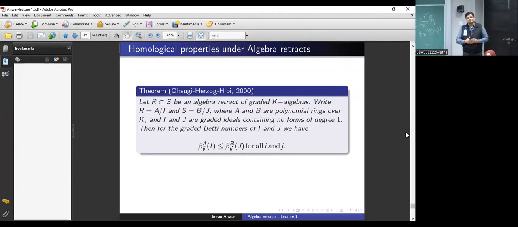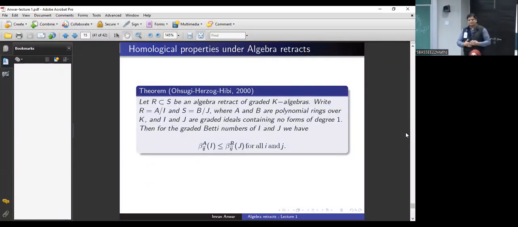As Dr. Ali was saying, for a simplicial complex there is a chance we have an isolated vertex. In that particular case, this result doesn't hold. Yeah, exactly.